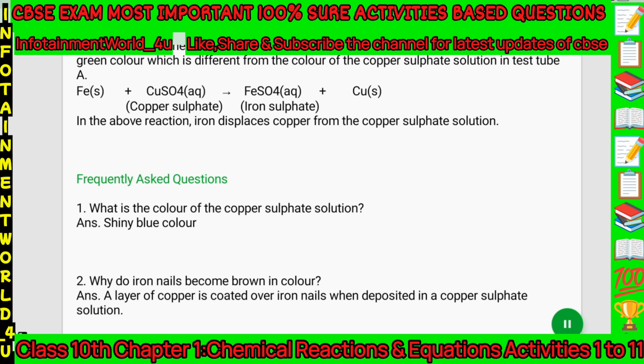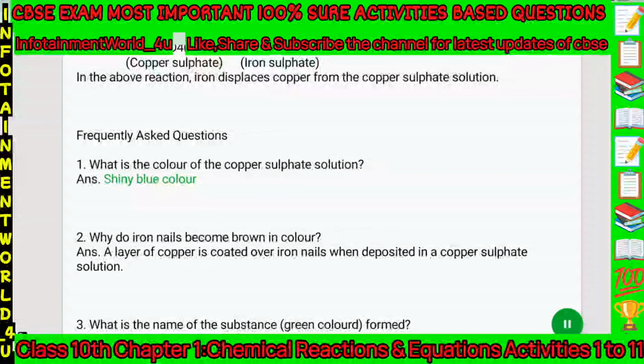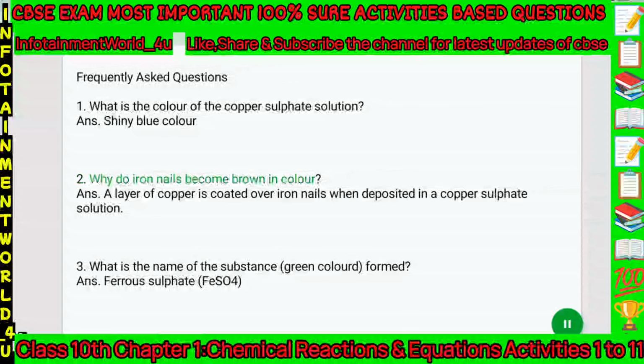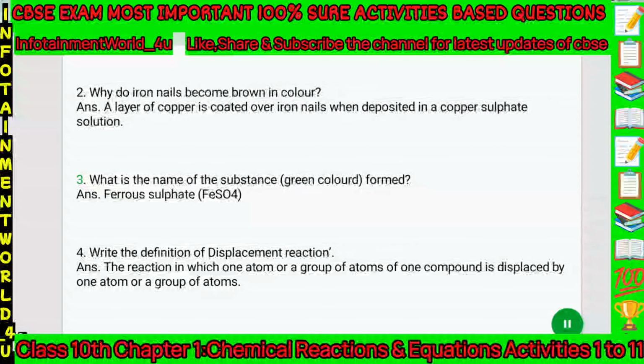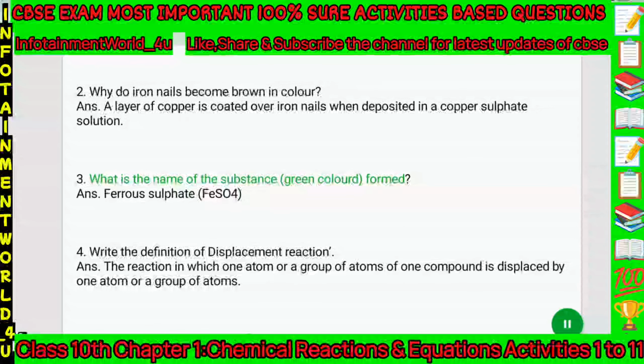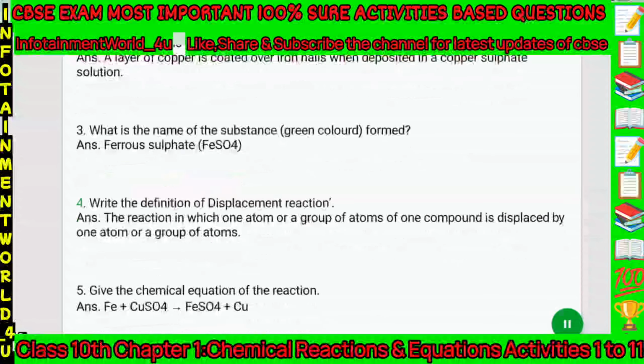Frequently asked questions. 1. What is the color of the copper sulfate solution? Ans. Shiny blue color. 2. Why do iron nails become brown in color? Ans. A layer of copper is coated over iron nails when deposited in a copper sulfate solution. 3. What is the name of the substance, green colored, formed? Ans. Ferrous sulfate, FeSO4.